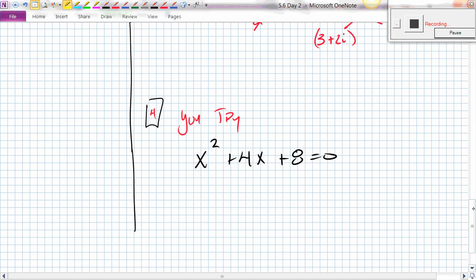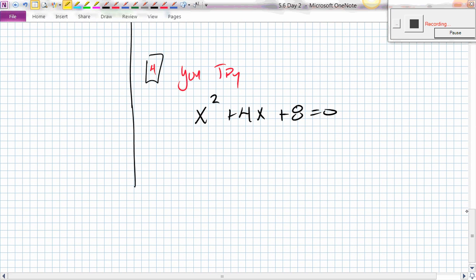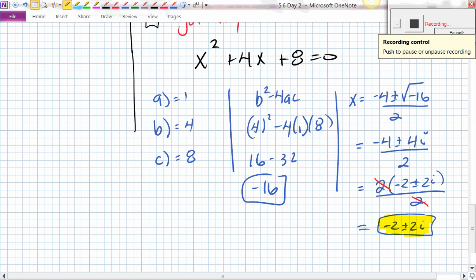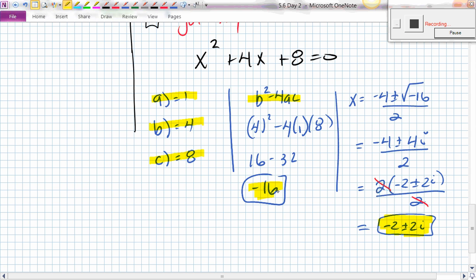Okay, I was going to have you guys try it on your own. Okay, here's what I got, right? First, I figured out A was 1, B was 4, and C was 8. I checked the discriminant, and I got a -16 again, which told me that there's going to be two complex conjugate solutions. Plugged it into my quadratic formula, simplified my negative square root, factored out a 2, and got the answer of -2 plus or minus 2i. So hopefully you got that as well. All right, there you go.